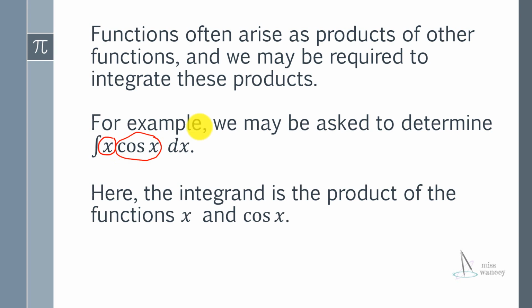So we are going to separate them, one of them called the u, and the other one called dv. The formula is the integral of u dv equals uv minus the integral of v du. We separate them into two, one called u, one called dv. We differentiate the u to get du, then we integrate the dv to get the v, and then we substitute into the formula.